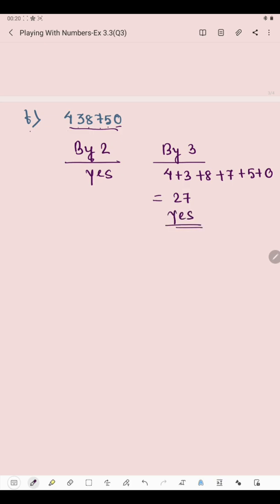And since the given number is divisible by 2 as well as 3, we can say that the given number will be divisible by 6 also. So we'll write, therefore, here we have already given the sign, so therefore the given number will be divisible by 6. Okay.